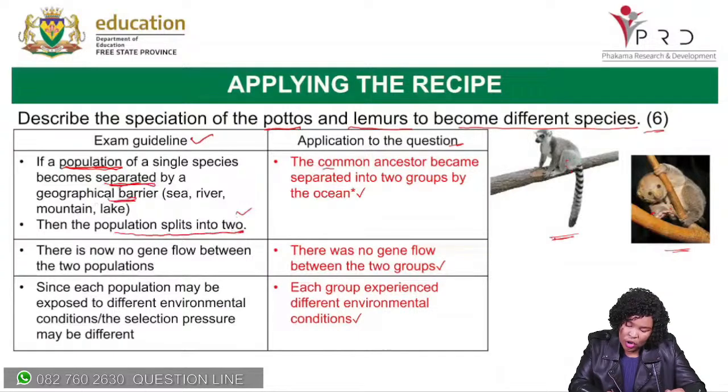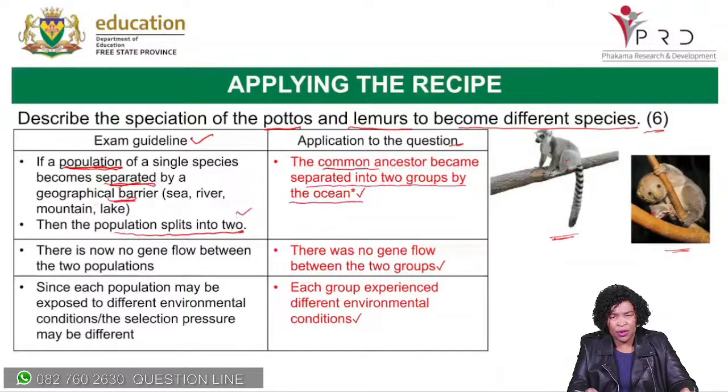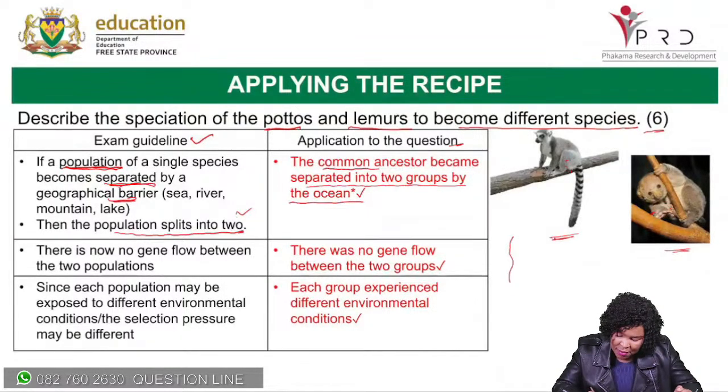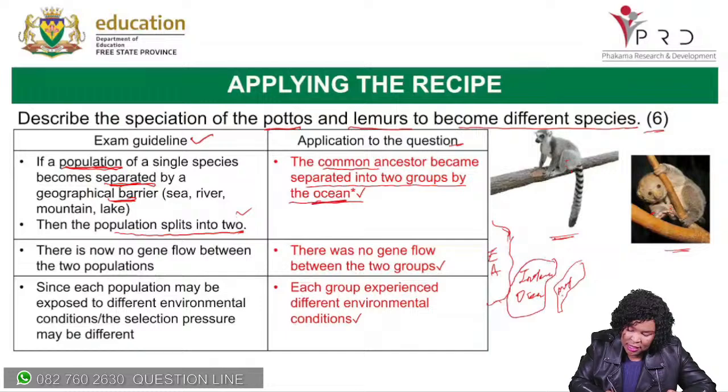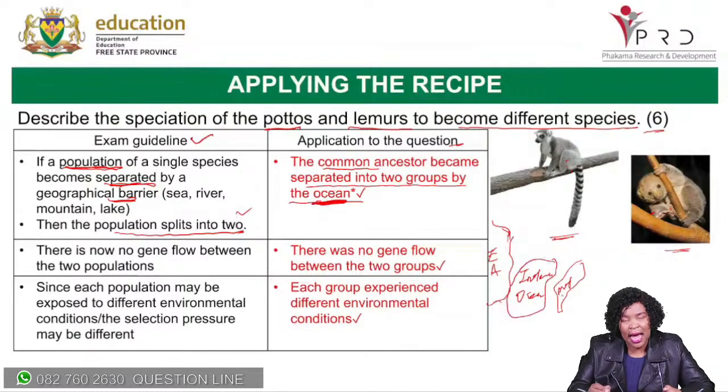We say the common ancestor became separated into 2 groups by the ocean. Why are we saying the ocean? Because we saw that there was the east coast of Africa, and then here there was written Indian Ocean, and then you found an island called Madagascar. So the idea is that Madagascar separated from the east coast of Africa. It is separated by what? By the Indian Ocean. So that is why here you are mentioning an ocean as a geographic barrier.